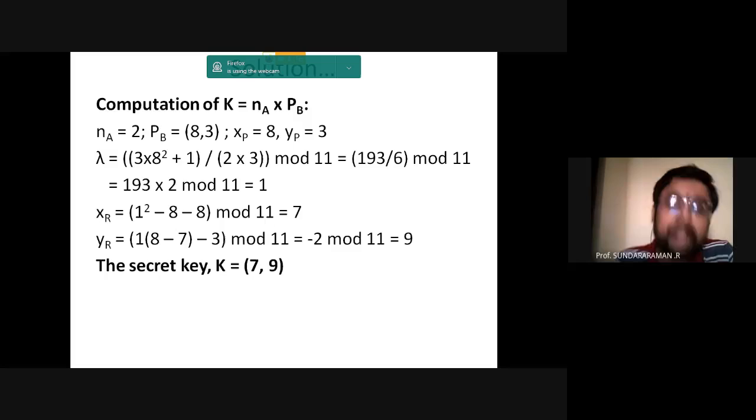Now the problem does not end here. Now we have to ensure whether user B is also getting the same K. Then only the problem that we have computed is correct. So now let us go to user B side. Now what is user B provided? User B is provided with the public key of A. That is, PA will be available with user B. Now how does user B compute the secret key? K equal to NB into PA.